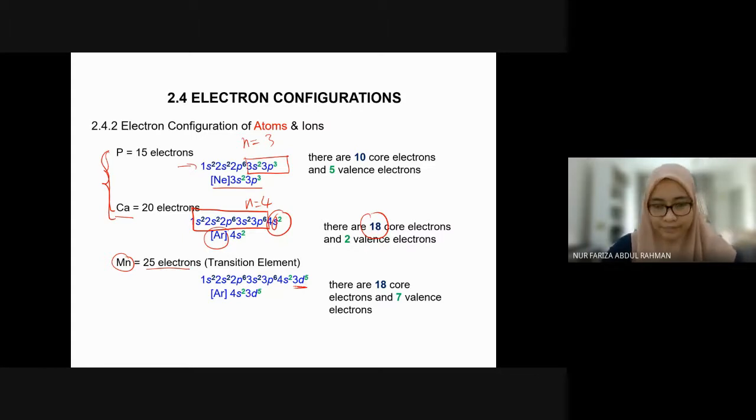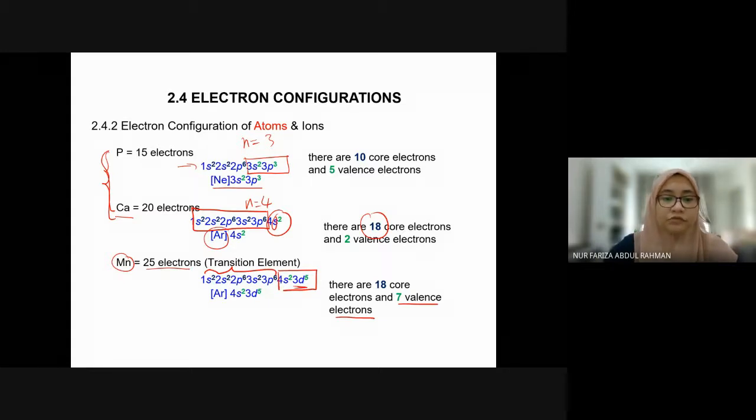The group number dia kena total of 4s and 3d. Yes, it should be a total of 4s and 3d. So the valence electrons are 5 plus 2, which is equal to 7 valence electrons. And the core electrons will be the total of this: 6 plus 2 plus 6 plus 2 plus 2, which equals 18. Itu saja tambahan dia.